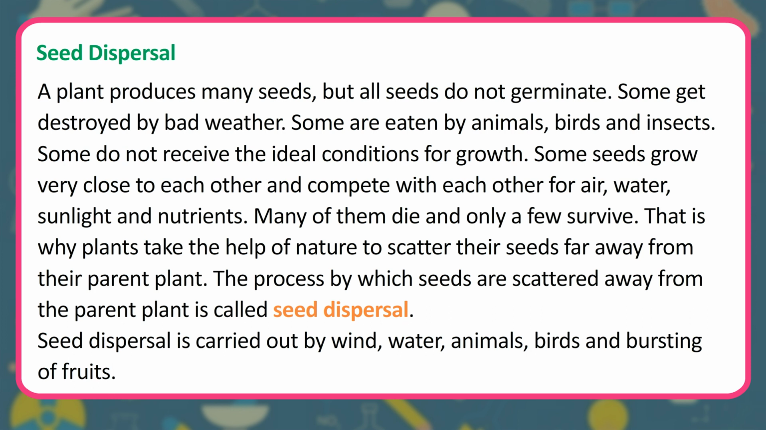That is why plants take the help of nature to scatter their seeds far away from their parent plant. The process by which seeds are scattered away from the parent plant is called seed dispersal. Seed dispersal is carried out by wind, water, animals, birds and bursting of fruits.